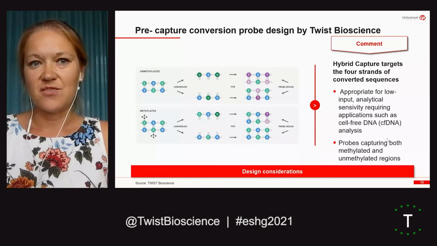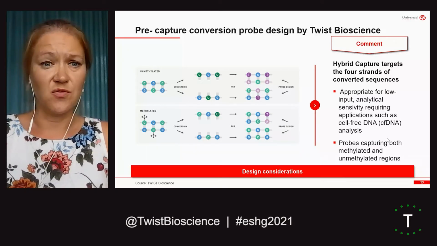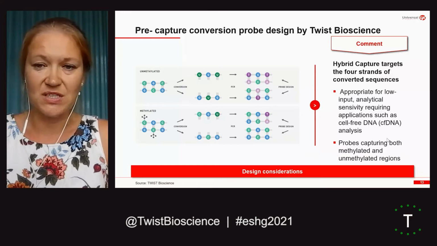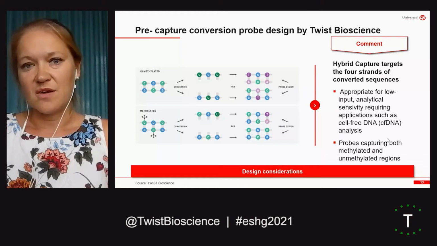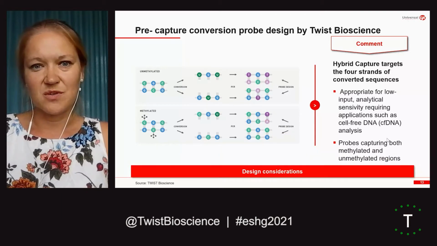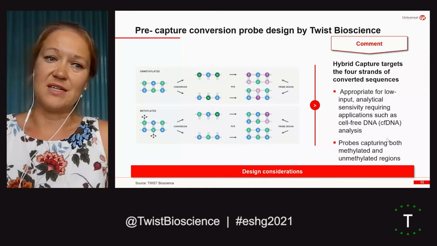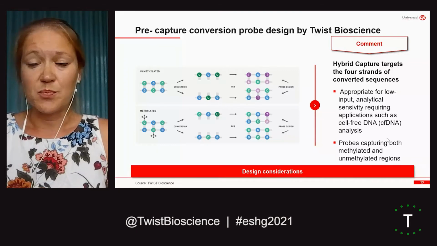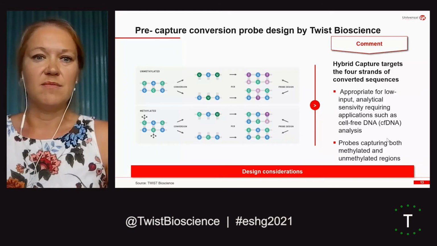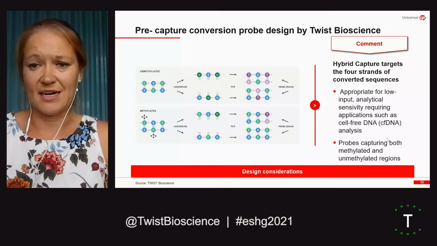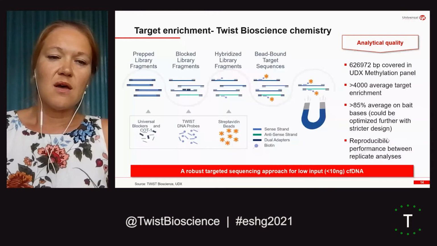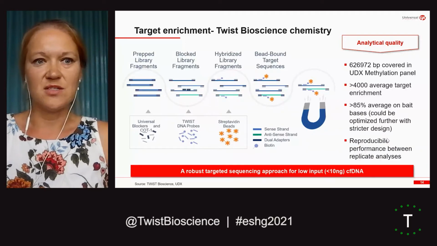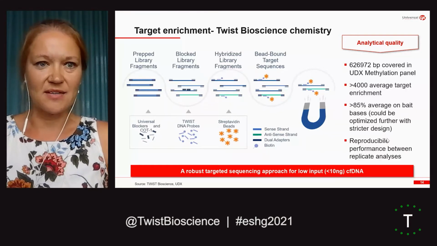The key in here is that for methylation analysis, you need to do the conversion of the DNA to be able to detect between the unmethylated and methylated reads. So the Twist Bioscience probe design is specific to the unmethylated as well as methylated regions in a converted setting, and it's appropriate for low input analysis, such as cell-free DNA analysis, of course. So the chemistry itself is easy to incorporate into any converted library setting.